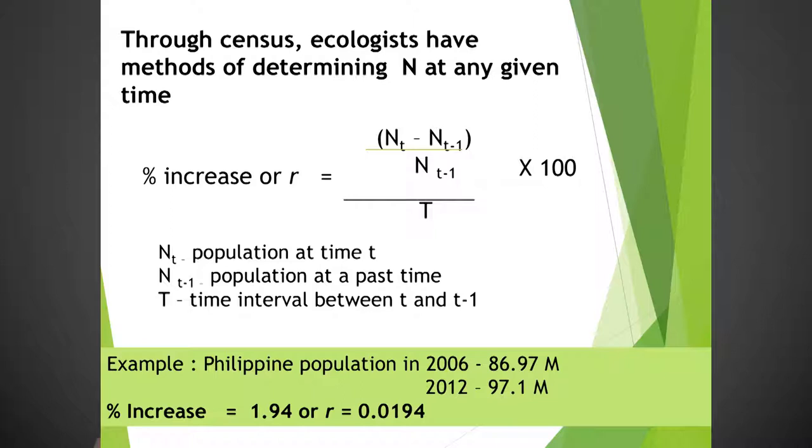So ecologists, whether they are plant ecologists or animal ecologists, determine the methods by which population change occurs at any given time. And this is represented as R, or the percent increase. So in this formula, you'll be seeing the population at time t, which is N sub t, and N sub t minus 1, which is the previous population size. So t would be the time interval between t and t minus 1. For example, you have the Philippine population size of 86.97 million in 2006. By 2012, it became 97.1. The percent increase shall now be 1.94, or R being 0.0194.